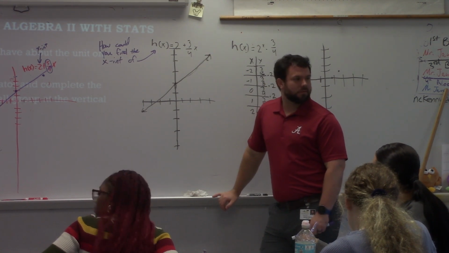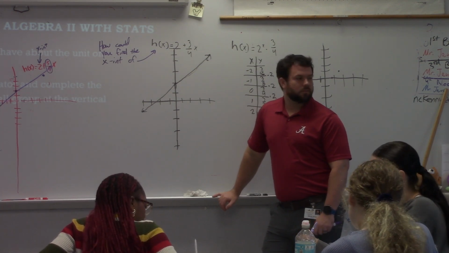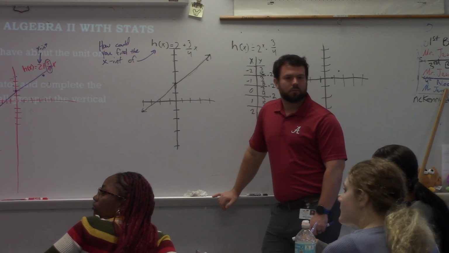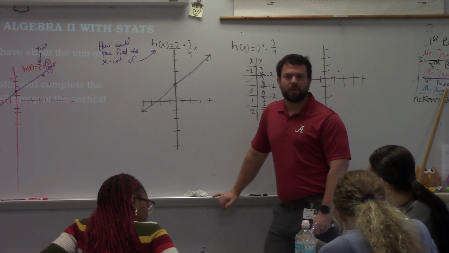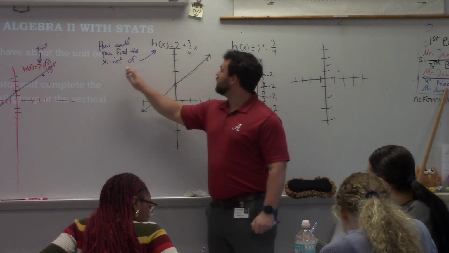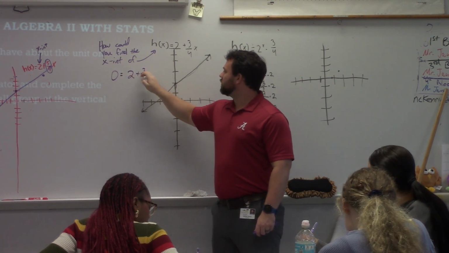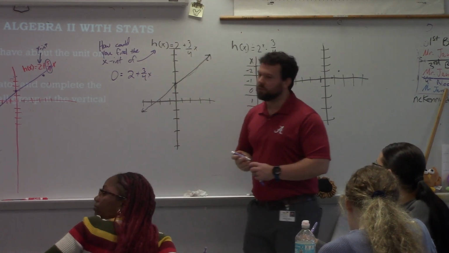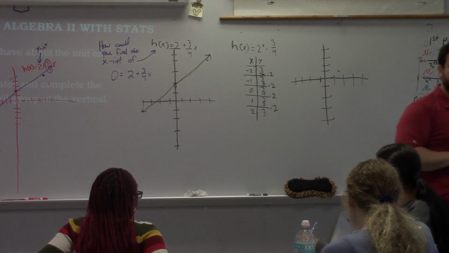Go backwards, make your y what? 0. Can we make y 0? Is that legal? Yeah? What do we know about every x-intercept that's ever existed? The y is 0, the output is 0, okay? So really quickly, I want you to just work for a second. I want you to find what your x-intercept would be in this linear function.